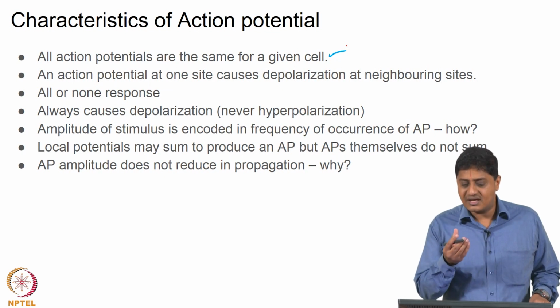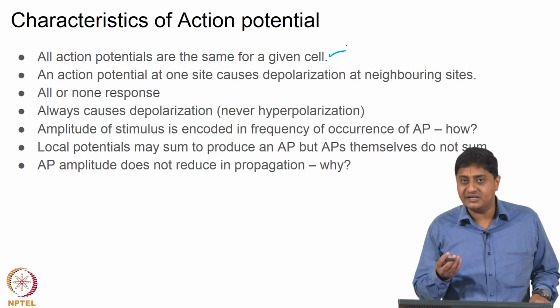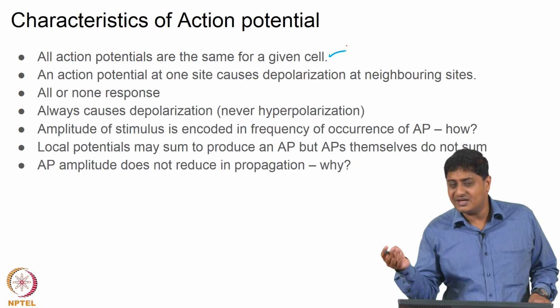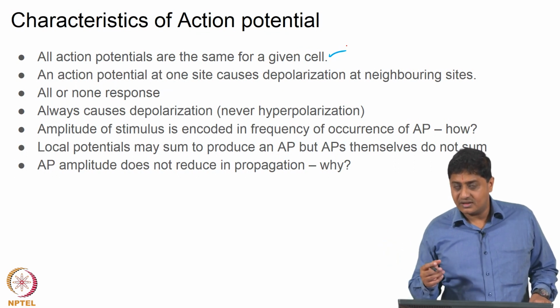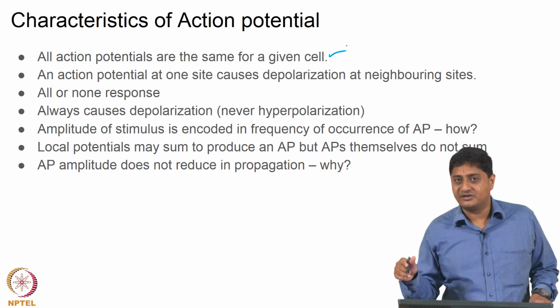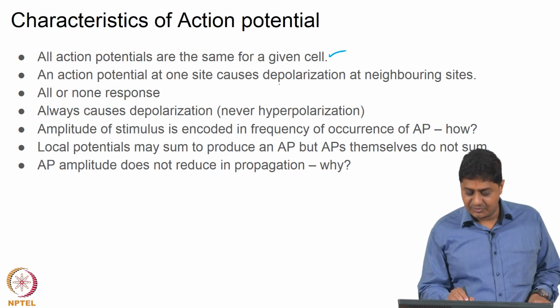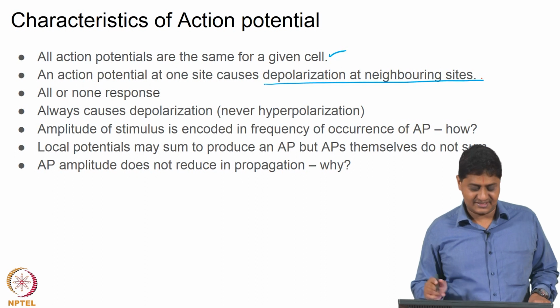There is just a lot of sodium entering inside. The diffusion of this sodium causes the neighboring parts of the membrane to be depolarized, and the neighboring voltage gated sodium channels reach threshold, so that they also open and a lot of sodium enters inside. So, action potential at one site causes depolarization at neighboring sites.